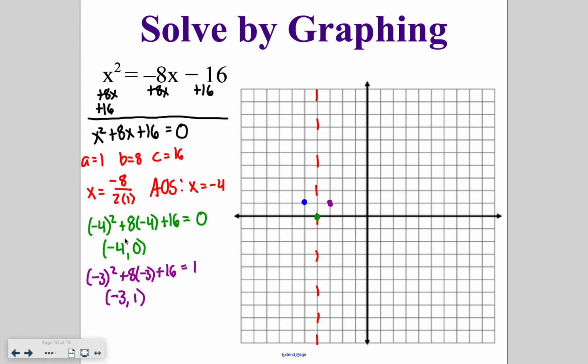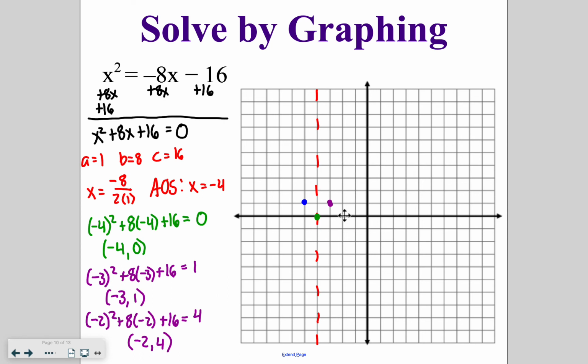Or excuse me, not -4. We are moving to the right, so I'm going to go ahead and plug in -2. So I'm at -2 squared plus 8 times -2 plus 16. And that answer is going to give me 4. So my next point is at -2, +4.